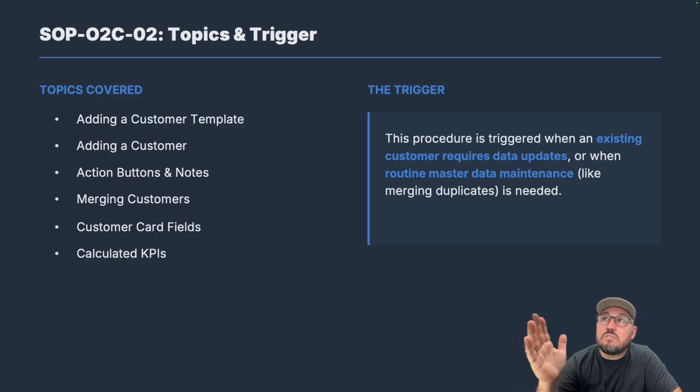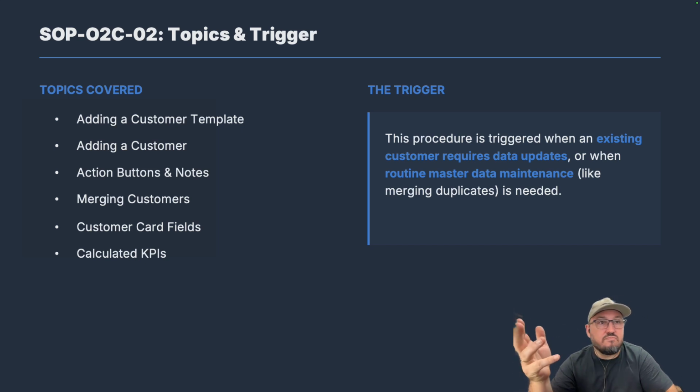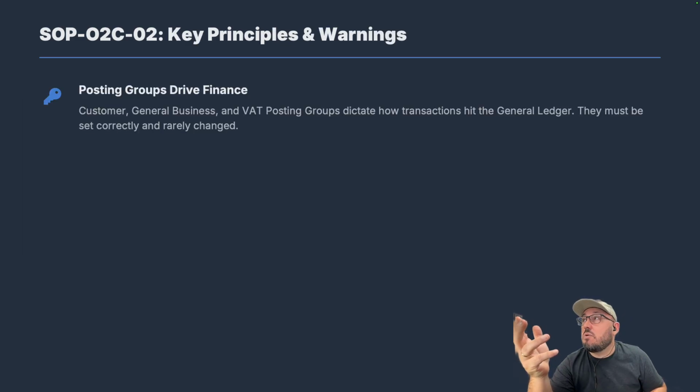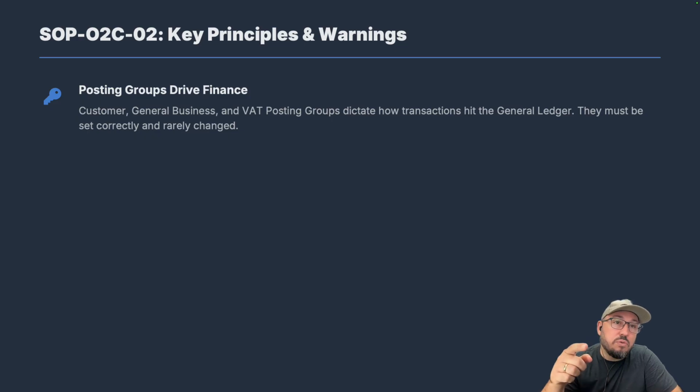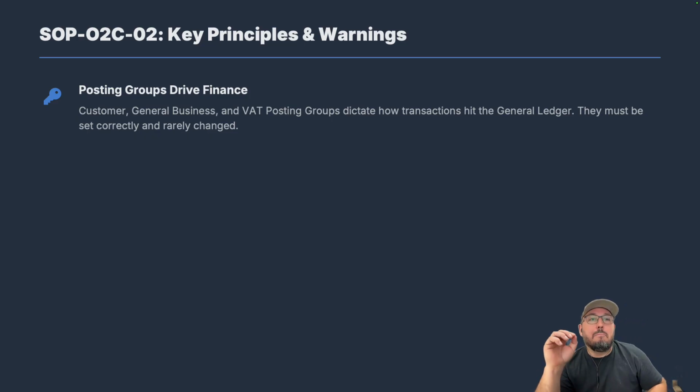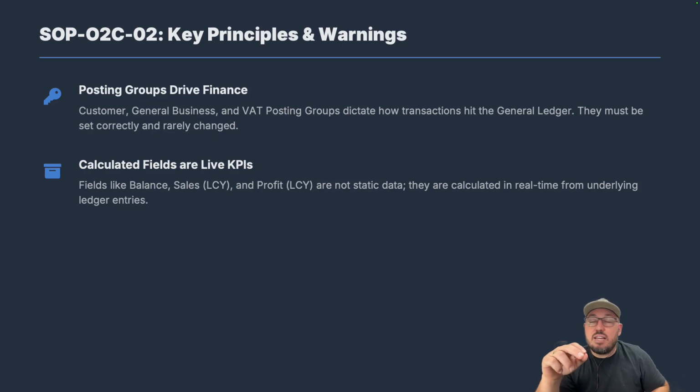Now, the trigger itself: the procedure is triggered when an existing customer requires a data update, or you've added a new client, or when you're doing maintenance and you may need to merge a duplicate or do some cleanup. Really important key things to know: posting groups drive finance, so talk to finance, work with finance, use your finance team. If you're a sole operator setting this up, all good. You can watch the posting setups videos, but this should have been given to you by one of the finance team.